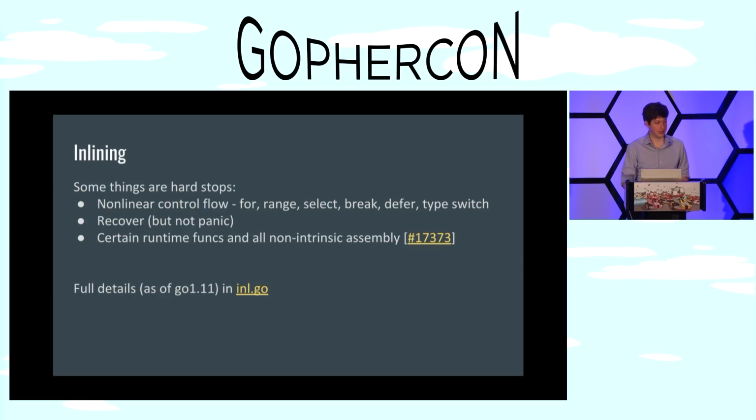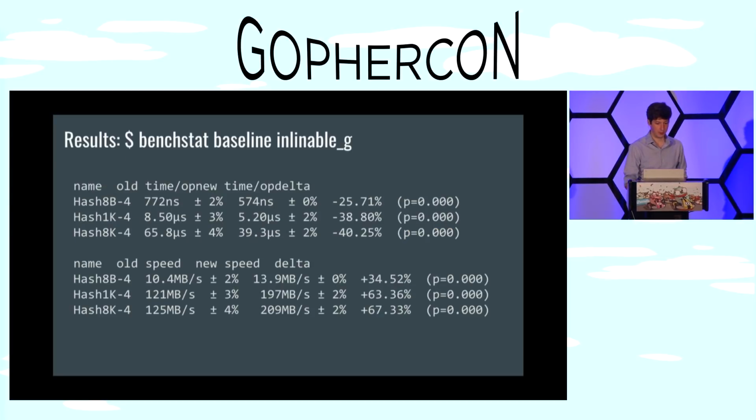Though there are a couple of hard stops, like I said, the function has to be simple. It can't have any kind of nonlinear control flow. It can't recover, but it can panic. That's very new. And then there are certain runtime functions that make assumptions about the runtime state, and if we inline, we'll end up breaking them. So if it sees those calls, it will also not inline the function. As I said, the full details are in a file called inl.go in the compiler source tree. But this does give us a set of things. We know what will make stuff more expensive, and we know what we can and can't do.